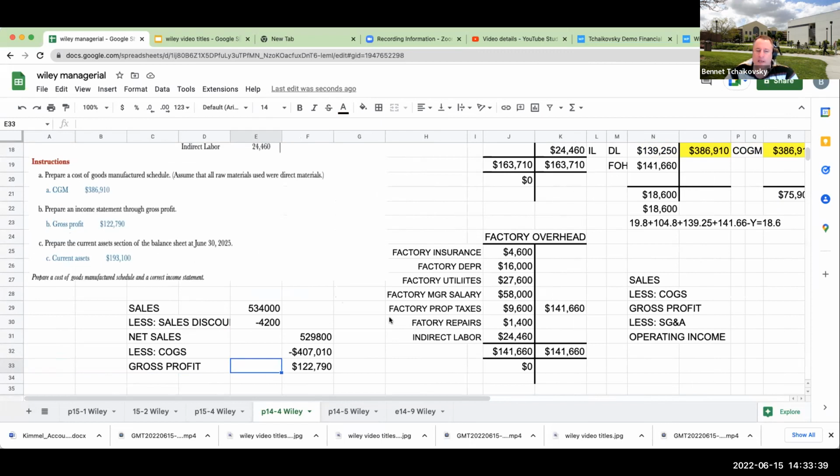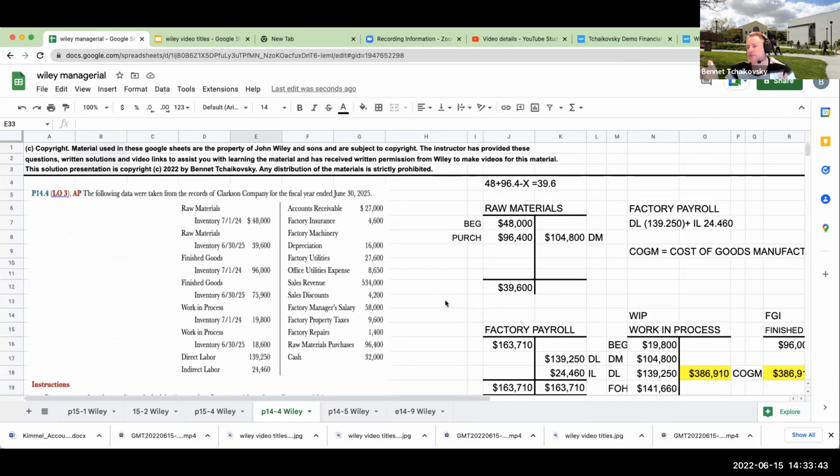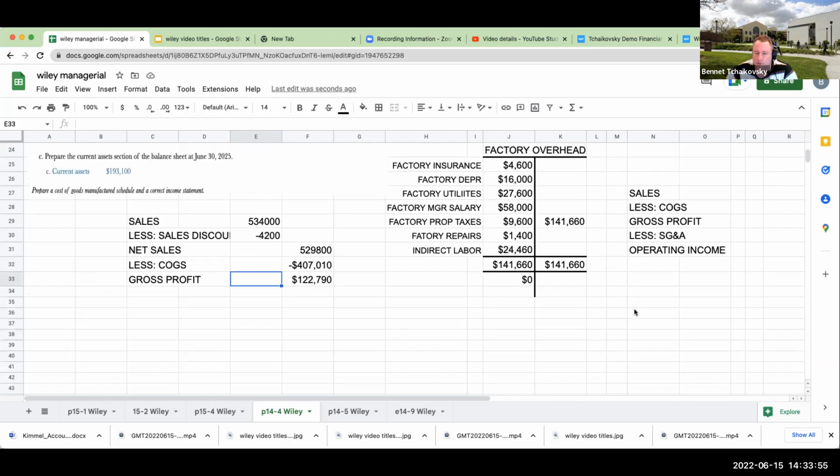Now we're being asked to prepare the current assets section of the balance sheet. What are current assets? Are those assets that are electrified? No, they're not. That's my dad humor for the day. No, current assets are anything that we're going to be using in the current year. So what are those going to include?